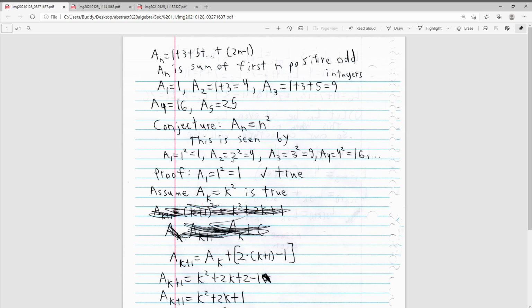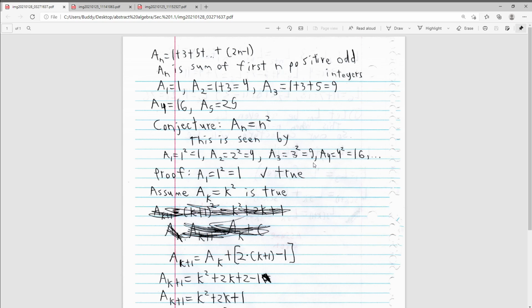You have 1 squared equals 1, 2 squared equals 4, which is a2, and 3 squared is 9, so a3 equals 3 squared. a2 equals 4, which is 2 squared, and it works so far, and 4 squared equals 16 for a4.